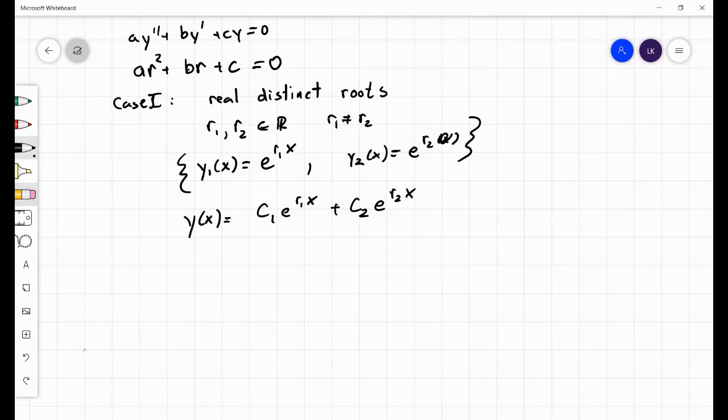Okay, so that's not r of x, that's r times x. So general solution. This is our fundamental solution set. And I will provide an example of this case, if I can find it.